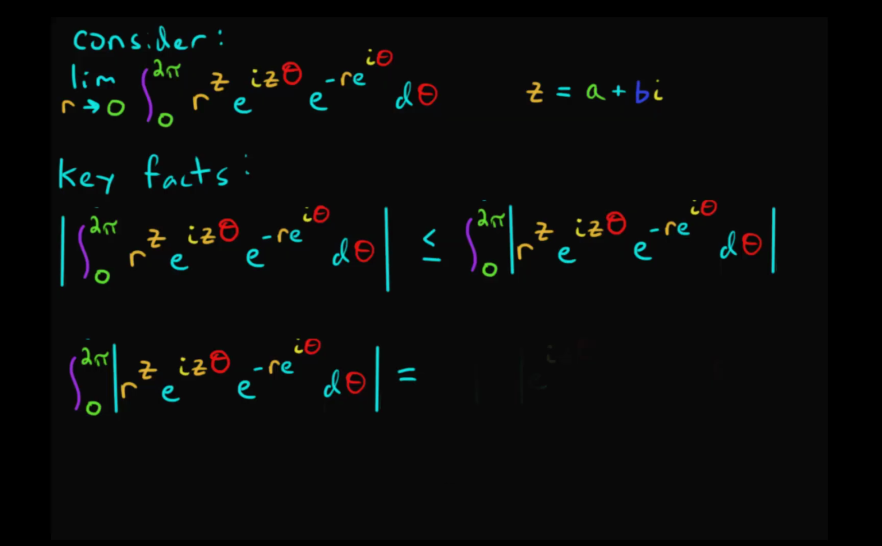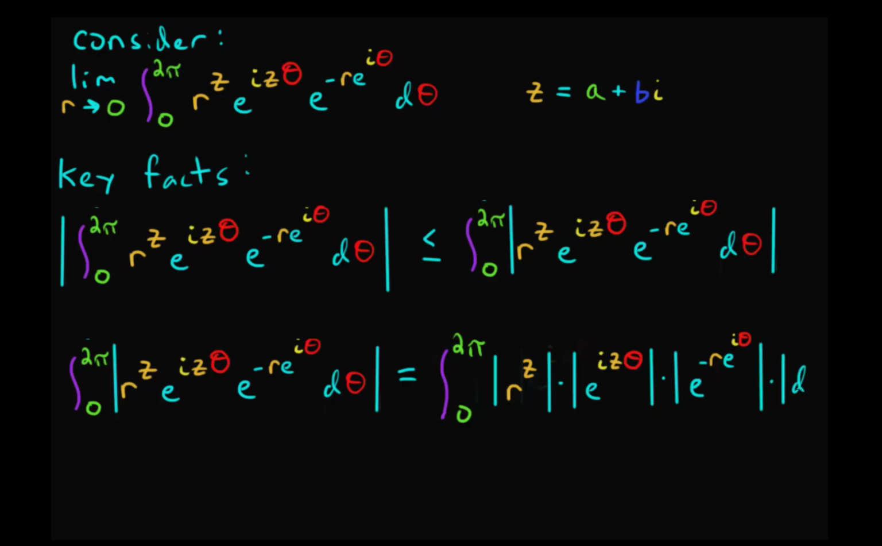Now, the next fact that we're going to need is that the absolute value of a product of terms is always going to be equal to the product of the absolute value or modulus of the individual terms in that product. So what I'm writing here is that the integral from 0 to 2 pi of the modulus of the expression r to the z times e to the i z theta times e to the negative r e to the i theta d theta is equal to the integral from 0 to 2 pi of the modulus of r to the z times the modulus of e to the i z theta times the modulus of e to the negative r e to the i theta times the modulus of d theta, which of course is just d theta.